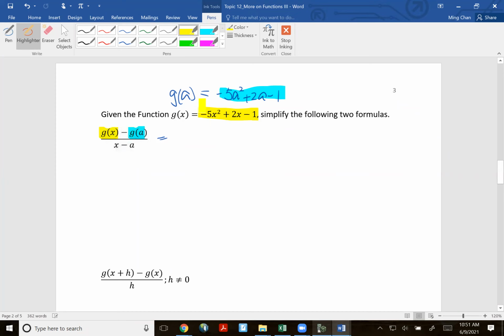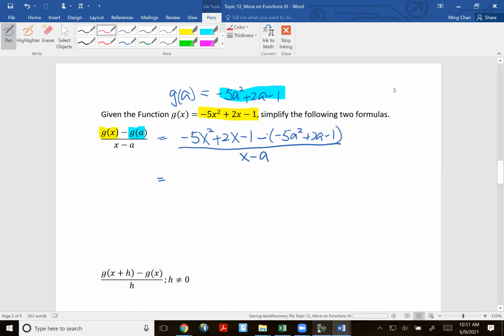All right, g of x first: negative 5x squared plus 2x minus 1, minus g of a, those three terms, all over x minus a. So very similar to the previous problem we just did. We've got to somehow try to cancel out with the x minus a down here.